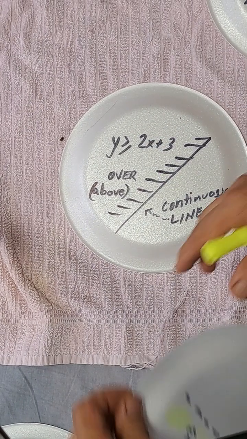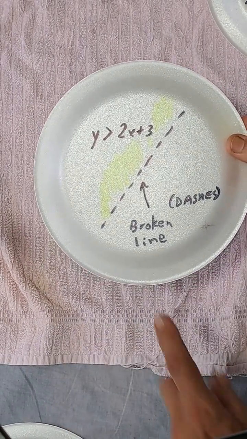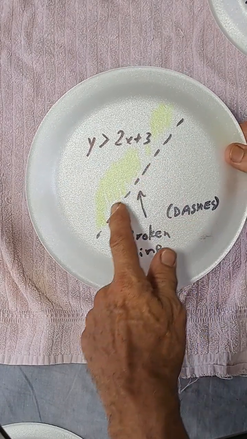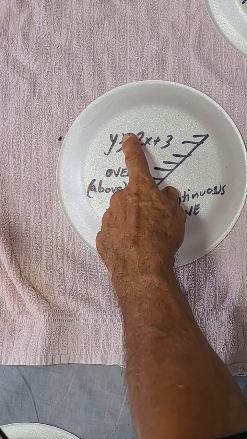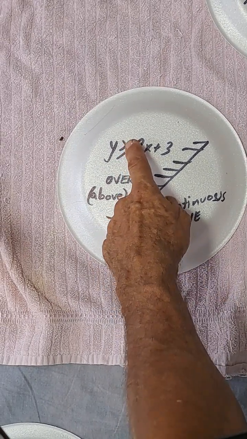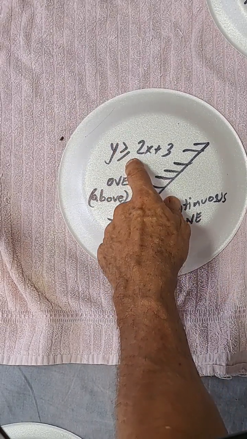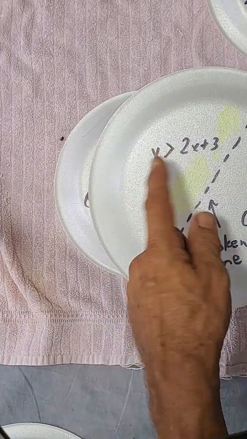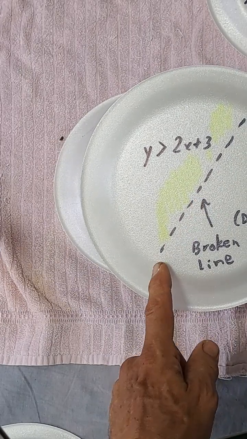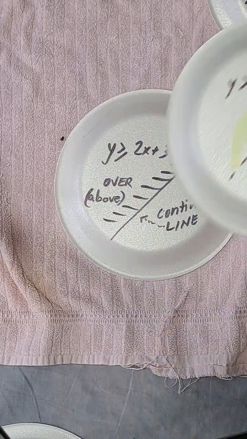Again, if it's dashed, there's less ink. There's more ink. There's more of these. So when you have greater than or equal to, less than or equal to, it's a solid line. If it's less than or greater than, no equals, it's like that.